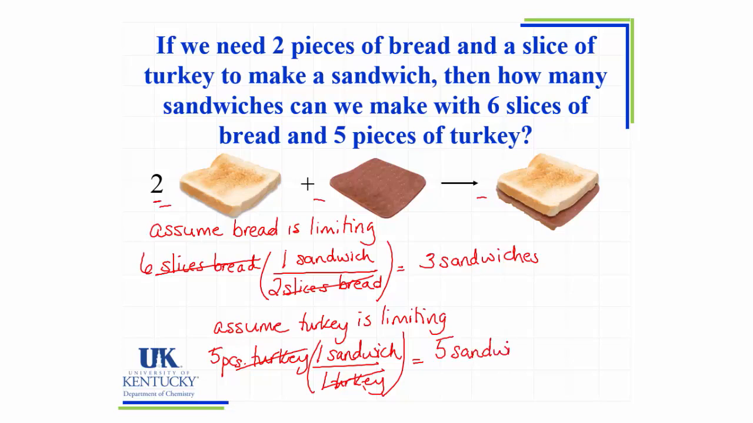So what I'm looking for here is to see which one produces the least amount of product. Because I produce only 3 sandwiches when I assume bread is limiting, that lets me know that this is the maximum amount of product I can produce, and that the bread is in fact the limiting reagent.